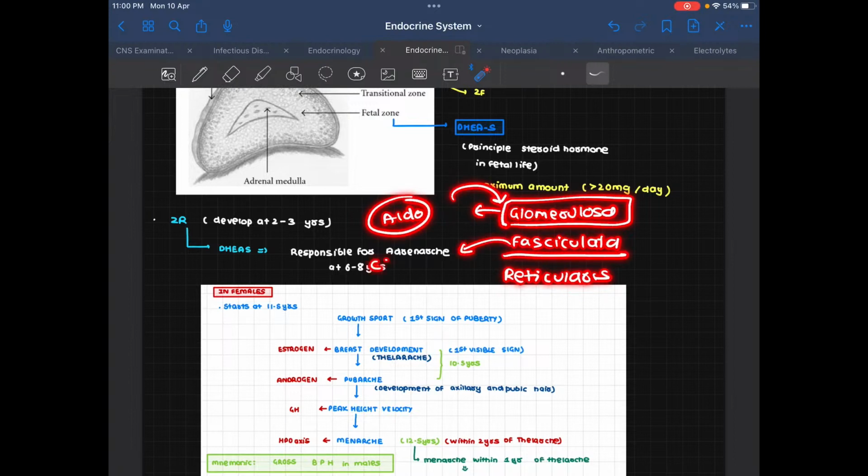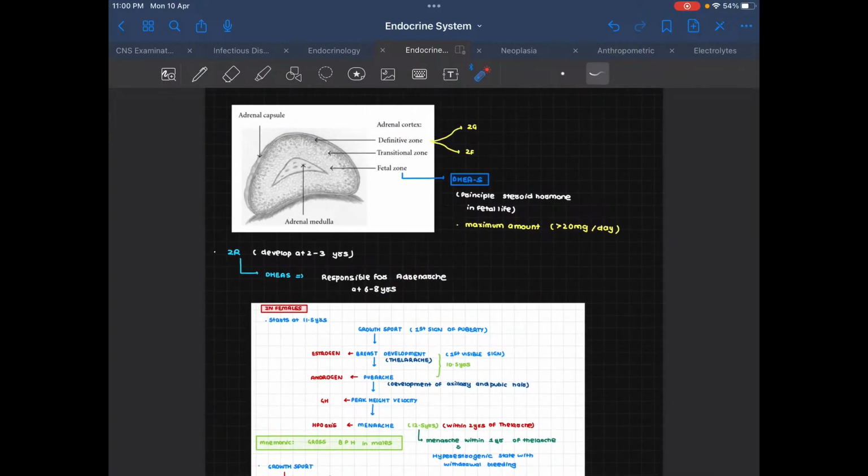Zona fasciculata releases cortisol, and your reticularis increases your sex steroids, that is dihydroepiandrosterone and androstenedione. Okay, so these are different sex steroids which are released by that. Important question, that is regarding fetal life.